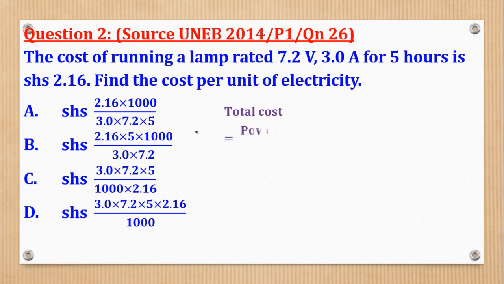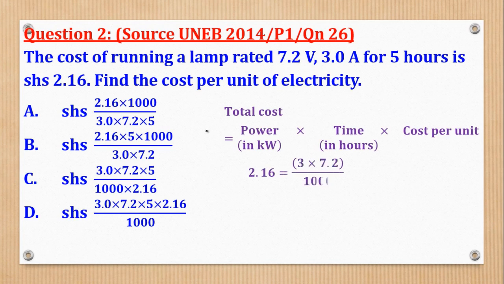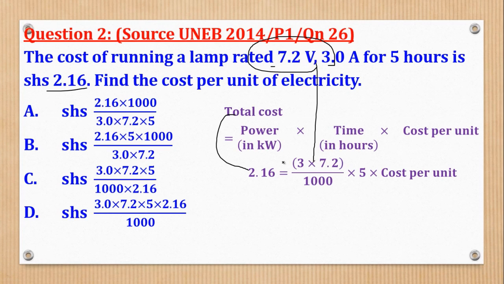So still we shall do the same. We shall first quote the formula, then we substitute what is given. The total cost was this. Then the power, remember power is IV, so I times V gives you this power, but it will be in watts, so you divide by 1000 to make it kilowatts. Then the time is 5 in hours, so it is okay, and this is what they want.